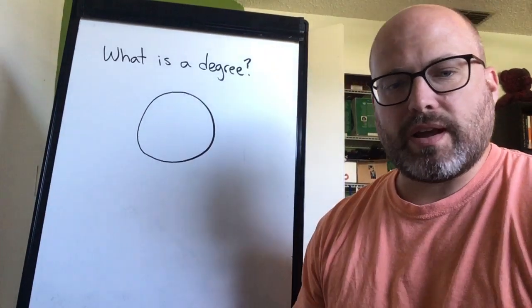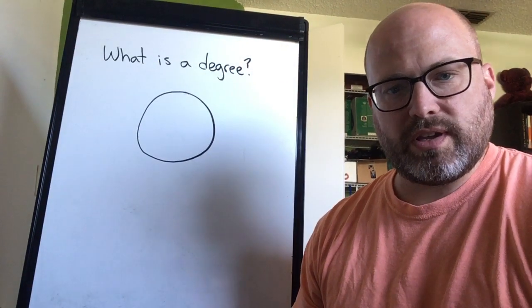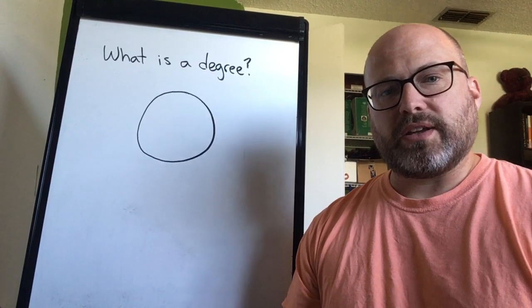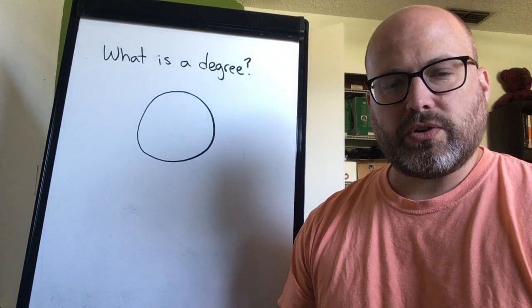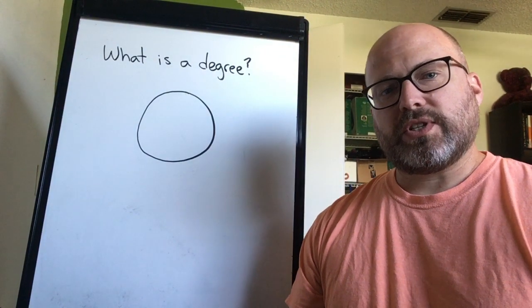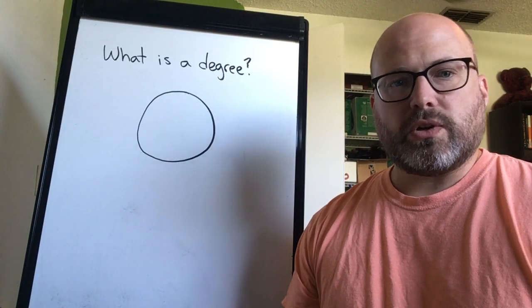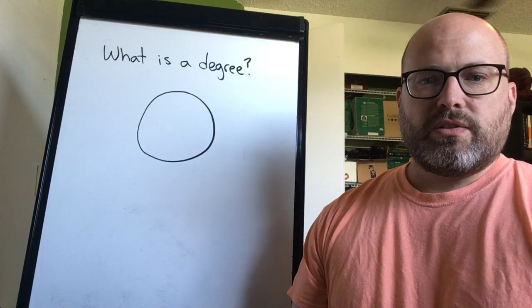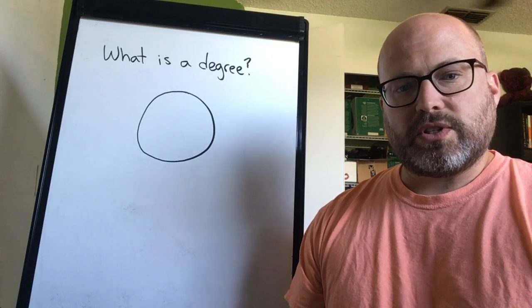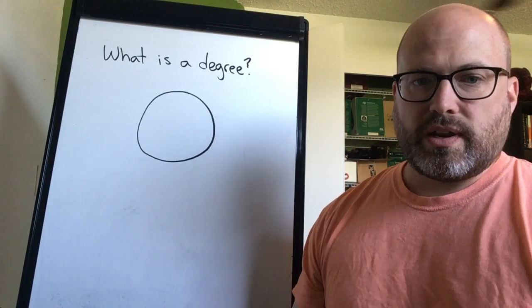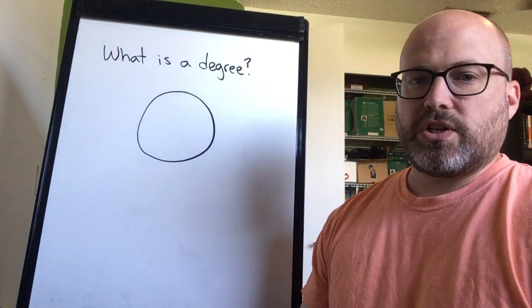Hi again, everybody. I want to talk today about what a degree is and then talk about how to change a fraction of a turn in a circle into degrees. So, the first thing is, what is a degree? Well, when people wanted to measure how wide an angle was, the logical thing for them to do was to measure it the way that we've been measuring it, and that is as part of a fraction of a circle.